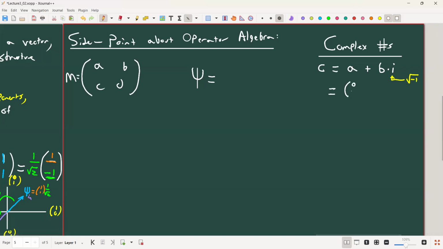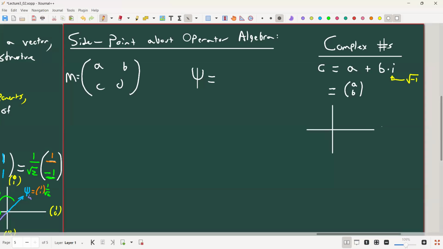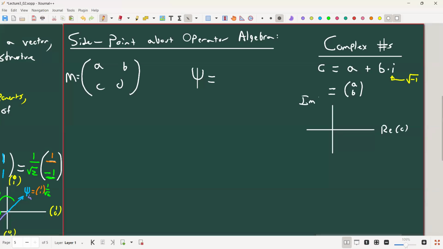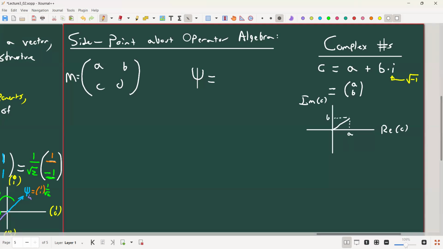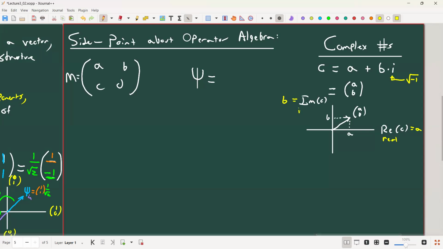We can call it a vector AB. And the coordinates of this vector are the real part of C and the imaginary part of C. And so that vector is pointing at some point A, comma B. So there's our little complex number AB. And this is the real part, which is A, and the imaginary part of the complex number, which is B. All right, so think about them as vectors.